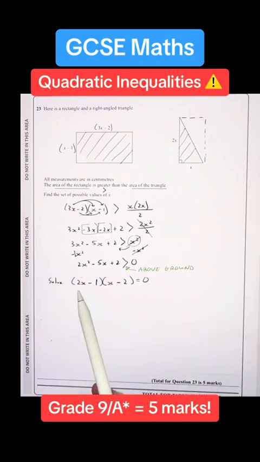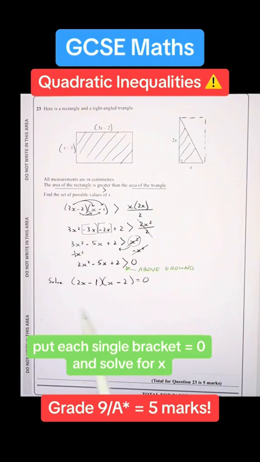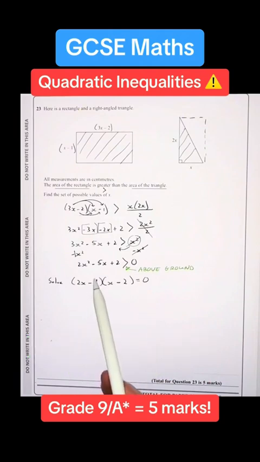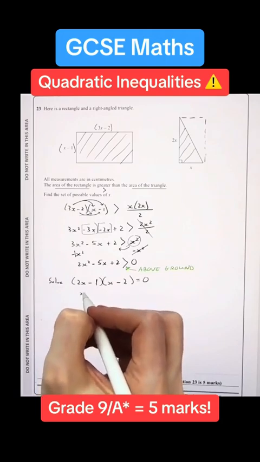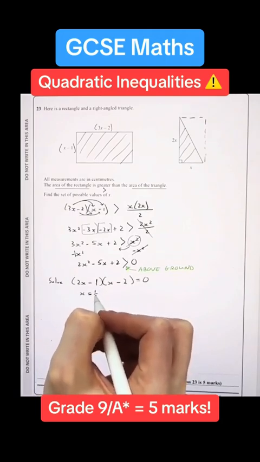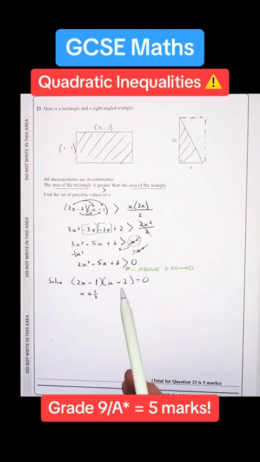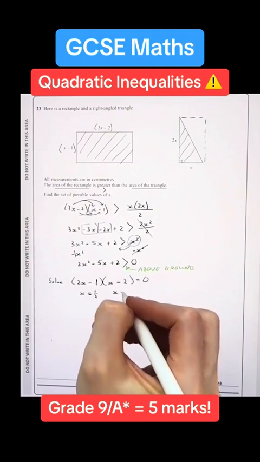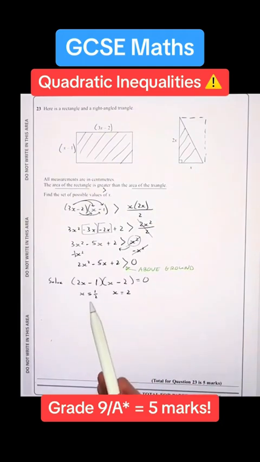As I'm solving, I now place each single bracket separately equal to 0. If I put 2x minus 1 equal to 0, the opposite of minus 1, if it goes across an equal sign, will become positive 1. And the opposite of times by 2 is divide by 2. And 1 divided by 2 is a half. So one solution is x equals positive half. If I put x minus 2 equals 0, the opposite of minus 2, if it goes across an equal sign, changes sign. Therefore, x equals positive 2. Now I've got my two roots.